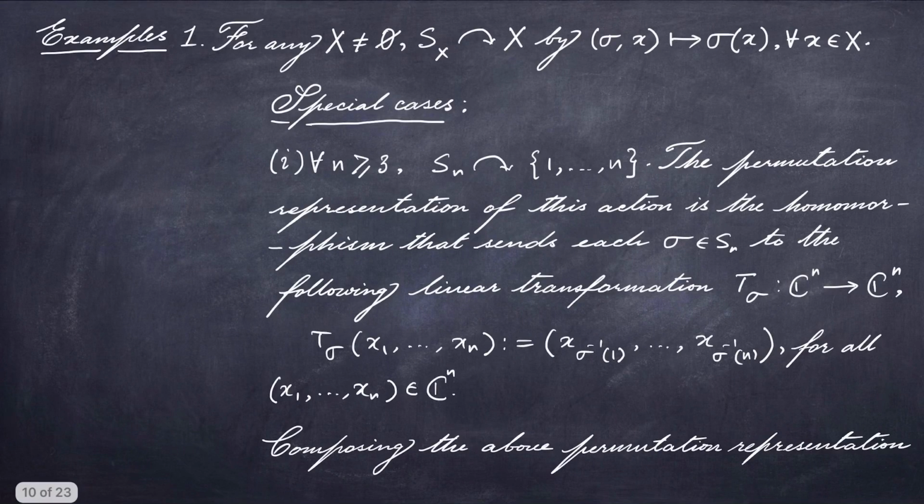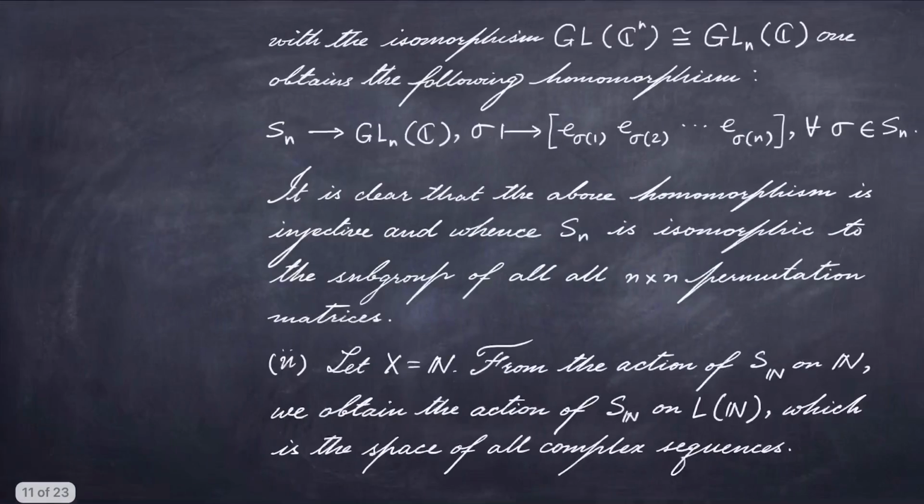It's nothing surprising, because for any given sigma, the matrix of this linear operator T sigma is precisely this. Thus we obtain a homomorphism from Sn to the general linear group, and it's clear that the above homomorphism is injective. As a result, we see that Sn is isomorphic to a subgroup of GL n C, namely the subgroup of all permutation matrices.